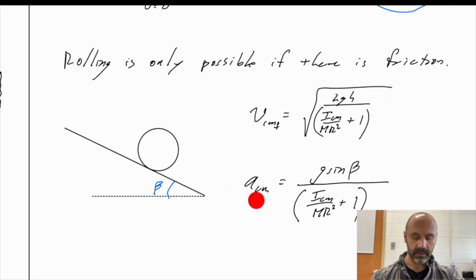The linear acceleration of the center of mass also is given by g sine beta, where beta is the angle of the incline, divided by I_cm over mr squared plus 1. If it's not rolling, then it would just be g sine beta. But in this case, you've got the coefficient of the moment of inertia plus 1.